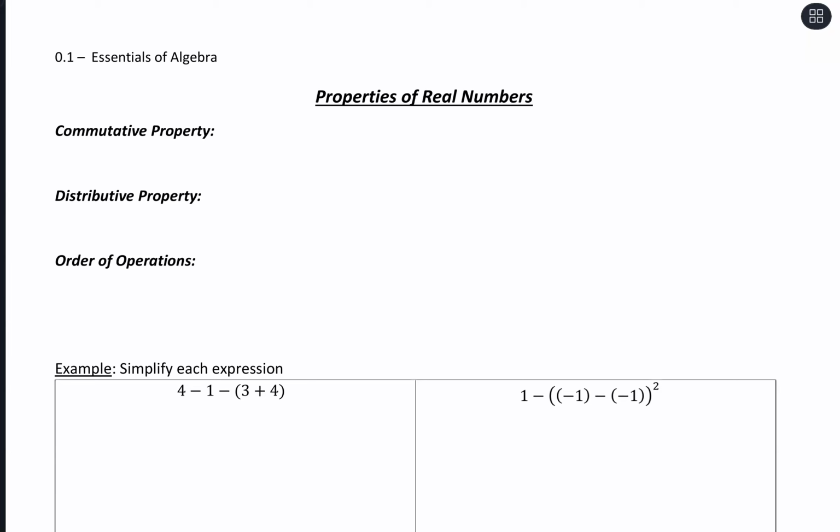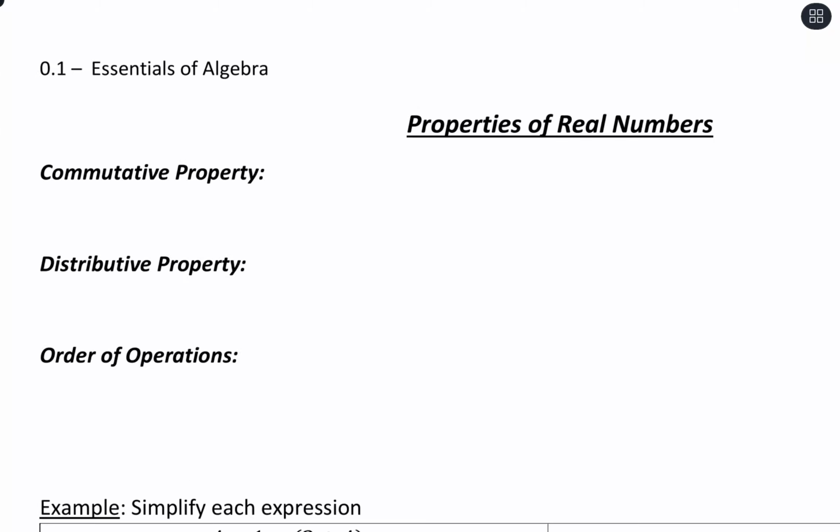In this section, we're going to take a look at properties of real numbers. These properties help us simplify expressions, and they'll also eventually help us solve equations. So let's start with the commutative property.